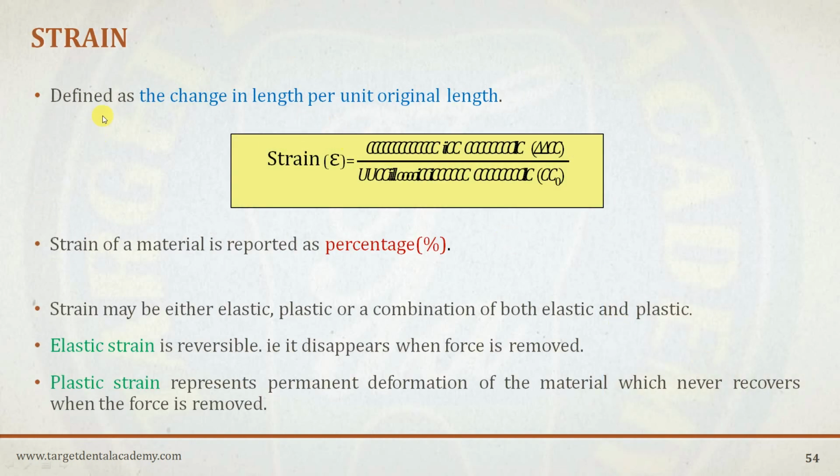Coming on to the strain, it is defined as a change in length per unit original length. The strain of a material is reported as a percentage. The strain may be either elastic, plastic, or a combination of both elastic and plastic. Very important, elastic strain is reversible. That is, it disappears when the force is removed. It comes back to its original shape. Plastic strain represents permanent deformation of a material, which never recovers; when the force is removed, it never returns to its normal position or shape.